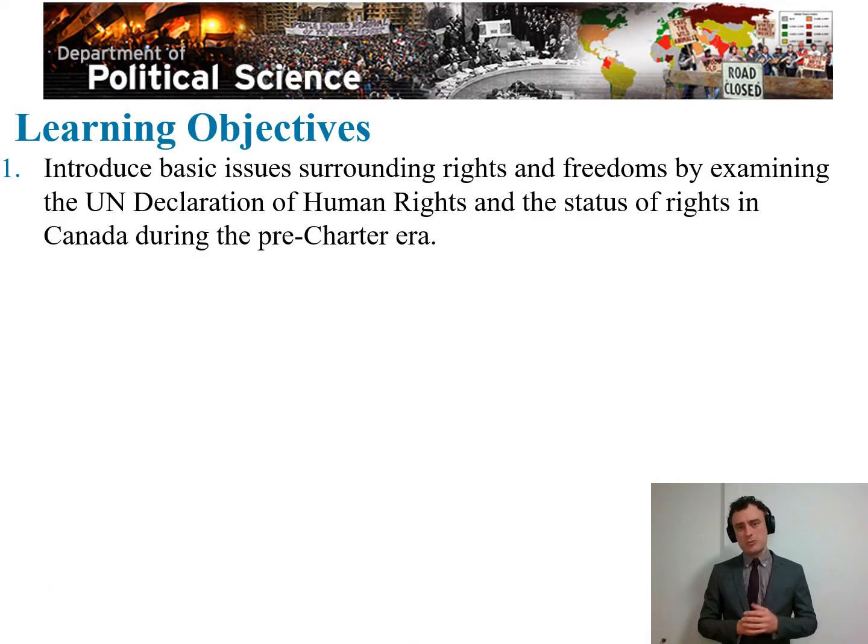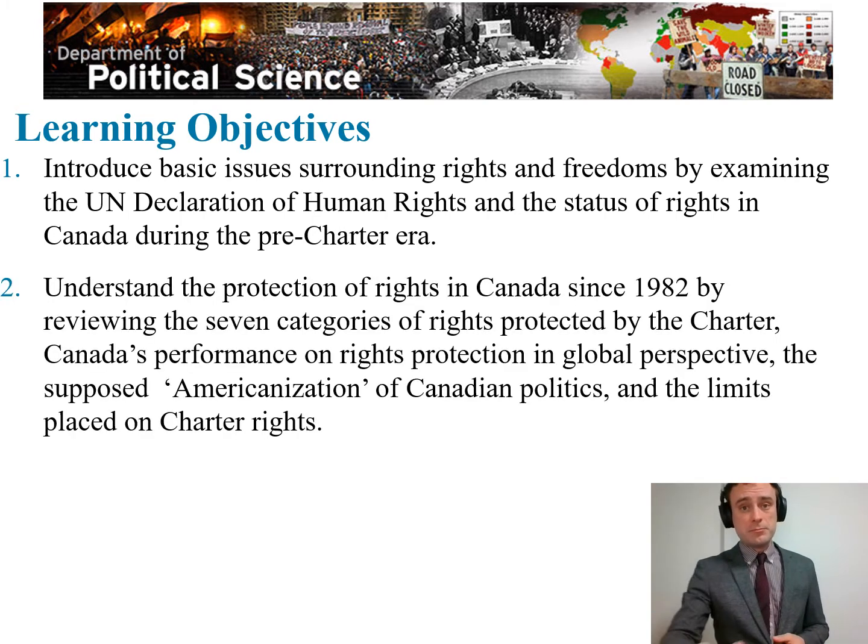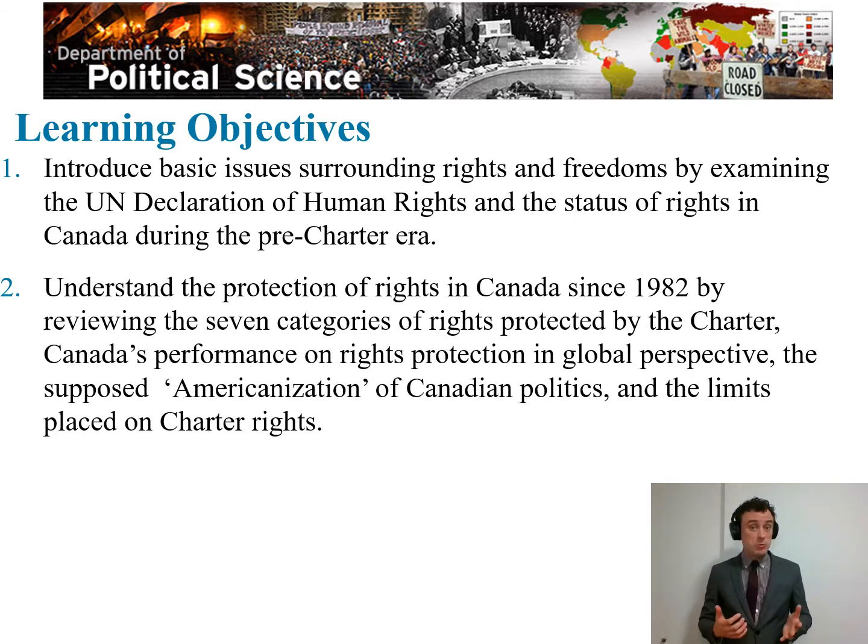We have 3 learning objectives for today's lecture. The first is to introduce some basic issues surrounding rights and freedoms by examining the United Nations Declaration of Human Rights, as well as the status of rights and their protection during the pre-charter era in Canada. We'll then move on to look at how rights have been protected since the Charter of Rights and Freedoms was introduced in 1982. We're going to review the 7 categories of rights protected by the Charter.